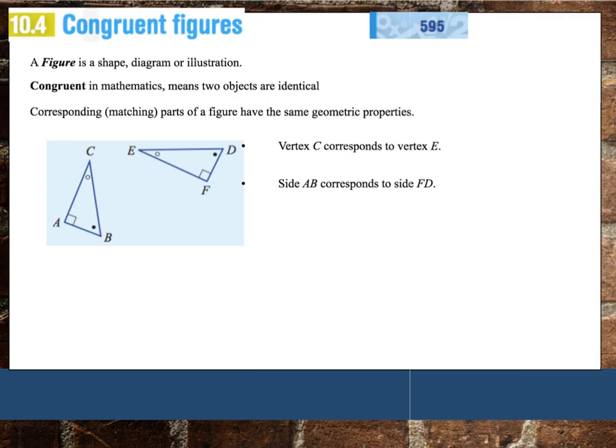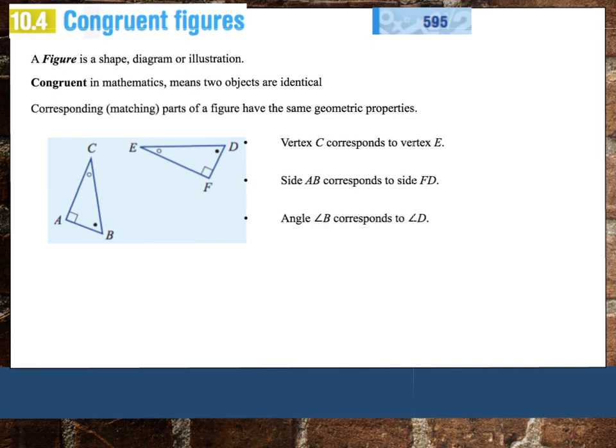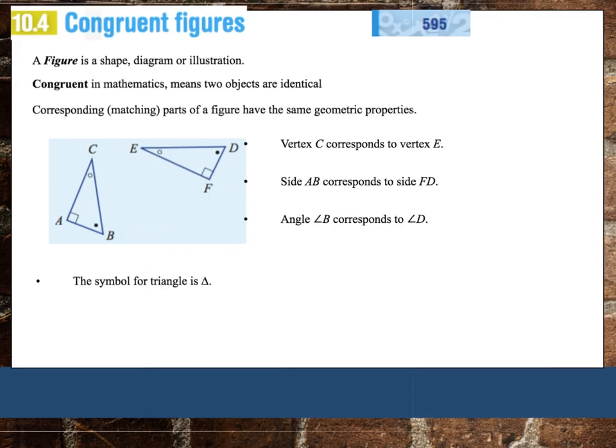Sides AB. So the sides between the two corresponding angles. If A corresponds to F and B corresponds to D, then side AB corresponds to side FD, and it means they have exactly the same size, and that's it. Also the angle B corresponds to D, so it's not only the vertices that correspond, it's also the angles as well as the sides. The symbol we use for a triangle is a little triangle.